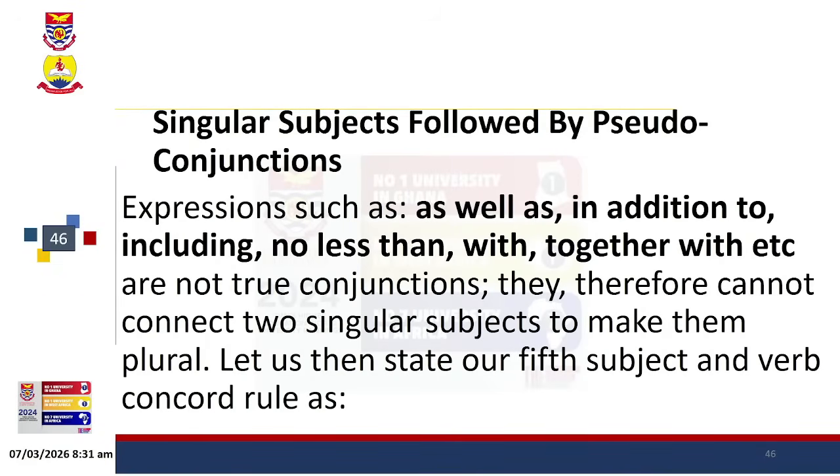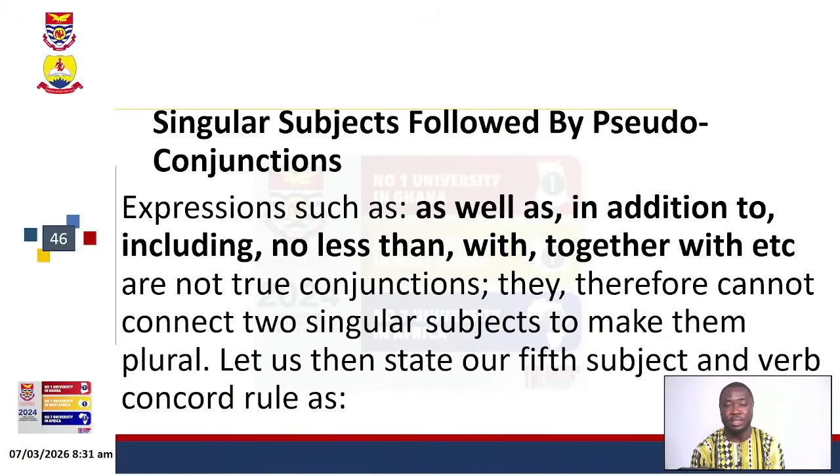Another rule, singular subjects followed by pseudo conjunctions. Pseudo conjunction is anything that behaves like a conjunction, but it is not a conjunction. So expressions such as well as, in addition to, including, no less than, with, together with, etc. are not true conjunctions. They do not actually bring two singular subjects together. And so they cannot connect two singular subjects to make them plural.